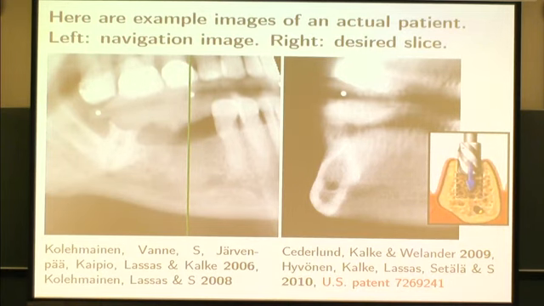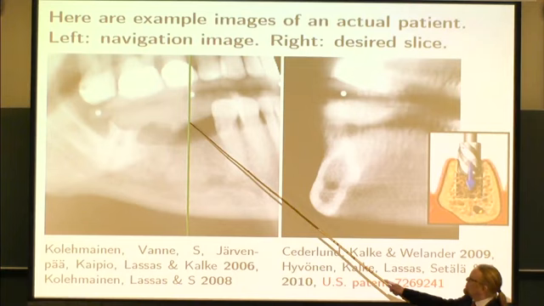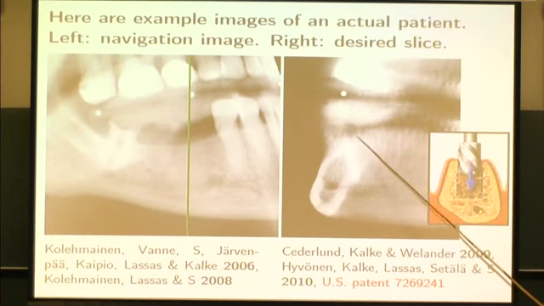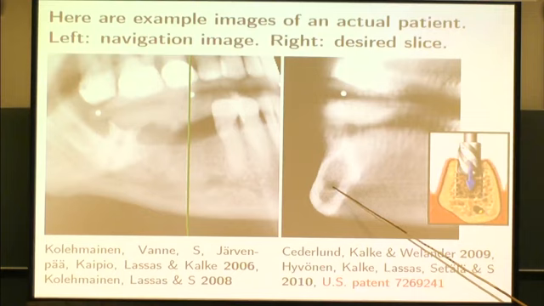This is an actual clinical image of a patient. This picture is like a navigation slide showing where this is taken. Here you can see the cross-sectional view. Here is the nerve channel, so then the dentist can make this measurement. And let me note here there is an important difference in philosophy compared to traditional CT imaging.